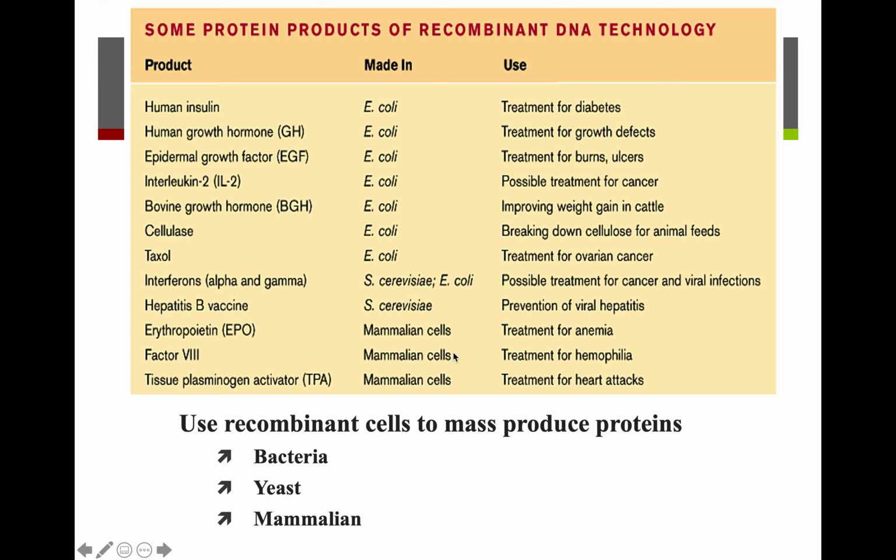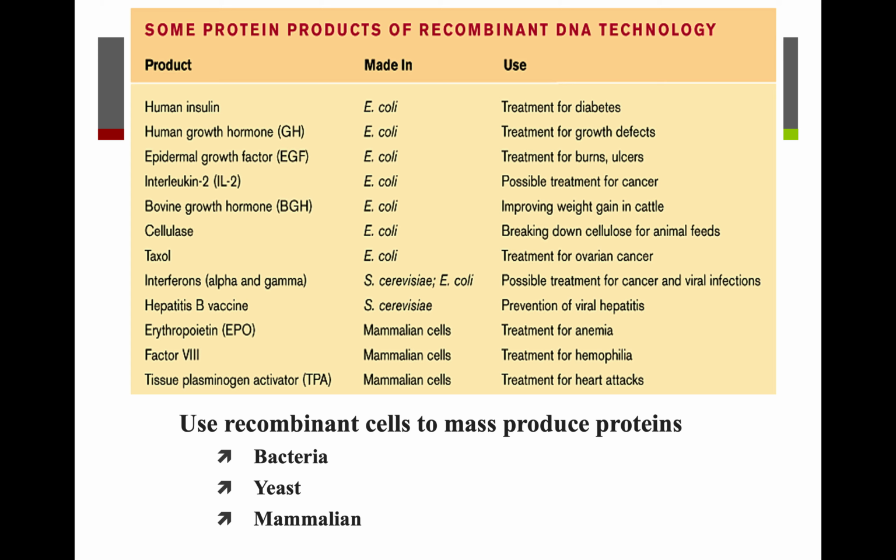Saccharomyces cerevisiae, mammalian cells. This is eukaryote as well. But again, all of these are basically in bacteria. So most of the time, this is not uncommon. This is quite a normal norm. So you use recombinant cells to mass produce proteins, using either bacteria or yeast or mammalian cells.